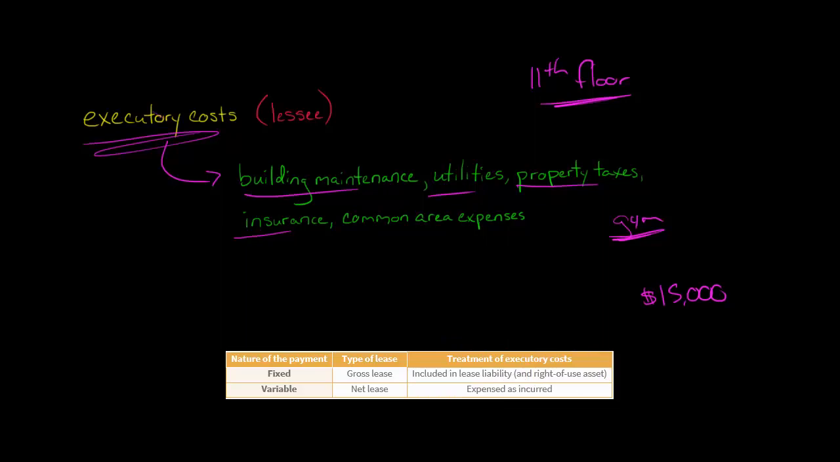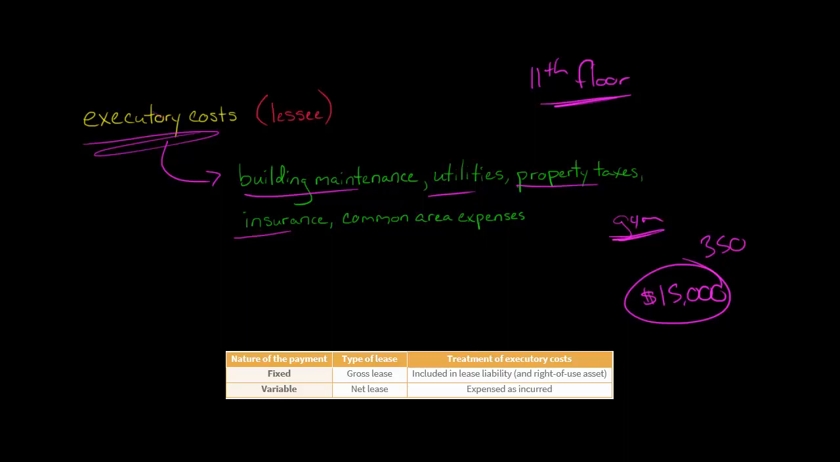In any event, if these executory costs are fixed and just part of the rental payment, so it's $350 every single month, and that is part of this rent, that $15,000 that you're paying every month, then you do not separately expense them. We already accounted for it. We got this $15,000 rental payment, and we calculated the lease liability based off that.